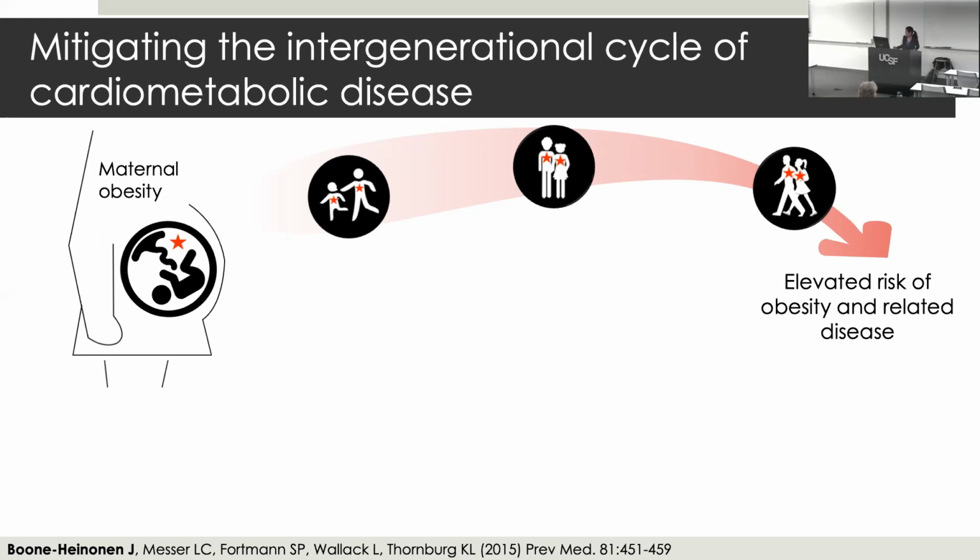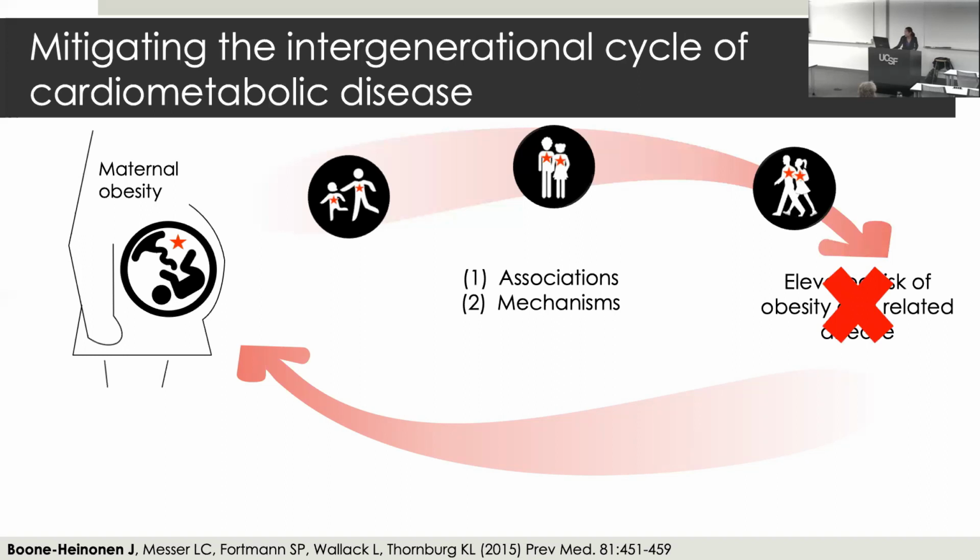Okay, so these physiological changes are indicated in your work by this red star. So with this process, we are concerned not only for the health of this offspring, this generation, but as they grow up and become parents of their own, we're concerned about the propagation of this process to the next generation. I think it's well accepted that it's important to interrupt this cycle. What's really quite unknown is how to achieve that.